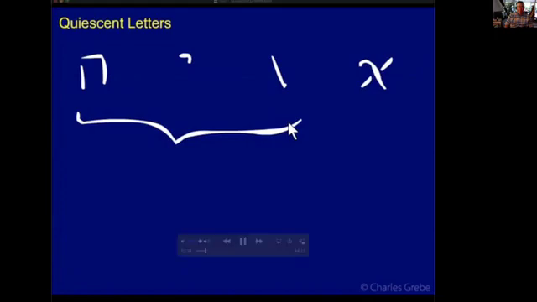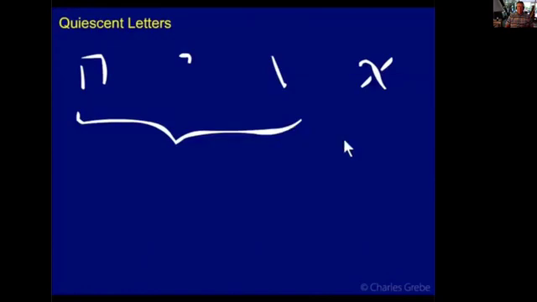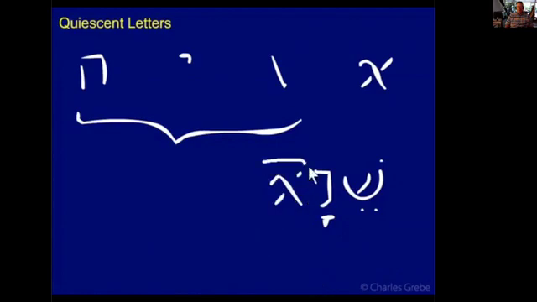Now, what about Aleph? Aleph actually can also be a mater. We didn't talk about that before, and it's not that common, but in a word like shena, which means to sleep, the aleph here is functioning vocalically, together with our qamets, as a vowel. So aleph too can function as a mater, which is consistent with what we have here with these ones.